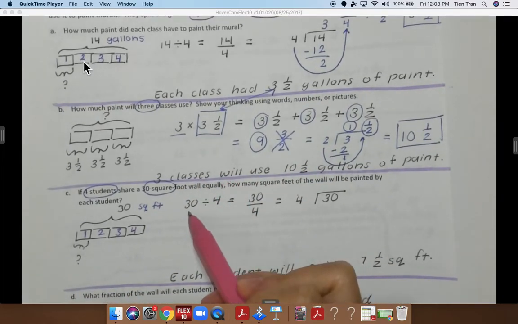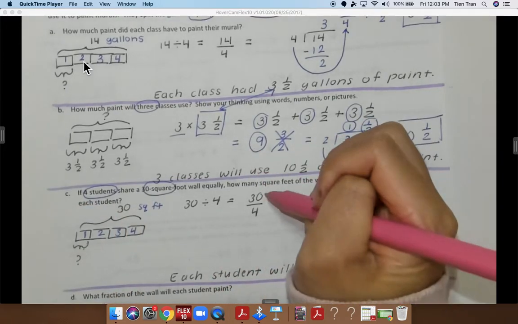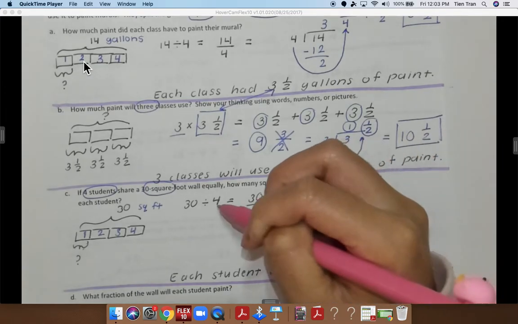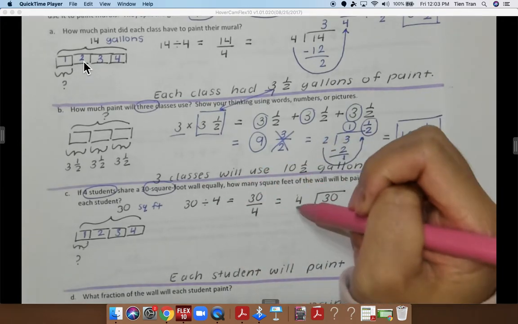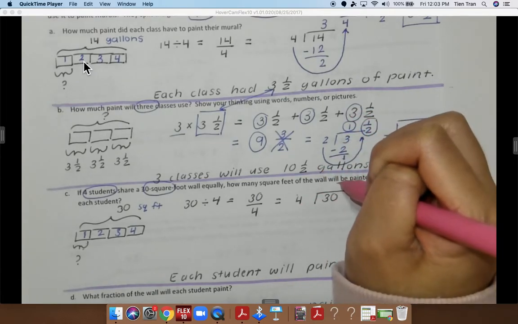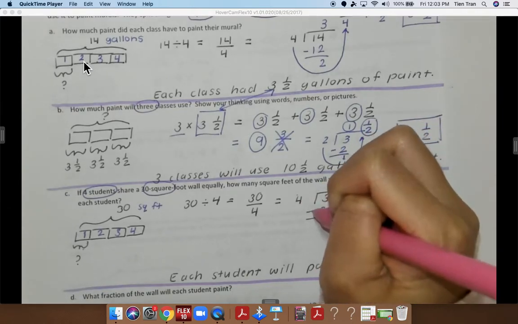So I would divide 30 from here, divided by 4 students. So I have 30 divided by 4. 30 is going to be the number that goes inside. The first number always goes inside, and on the outside we have 4. How many times can 4 go into 30? 7 times, because 4 times 7 is 28.